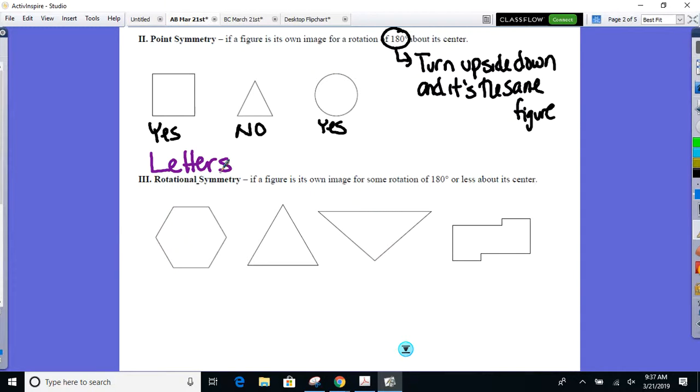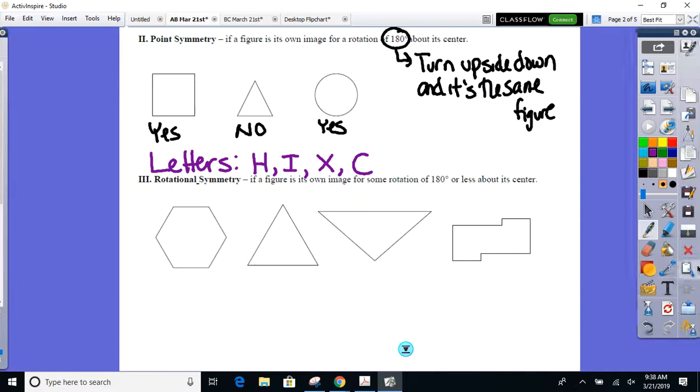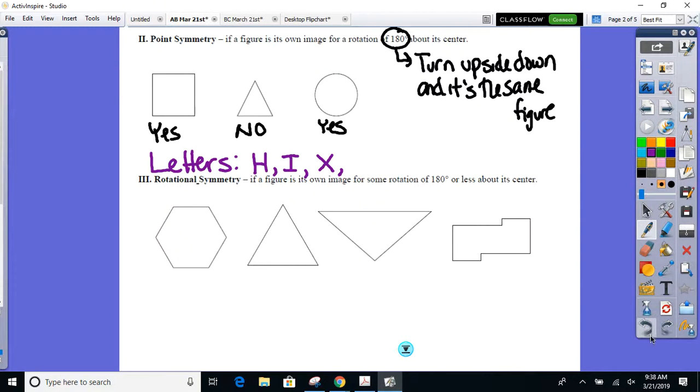O's taken. Get out of here. Letters that have point symmetry. Would C be? Turn it upside down? What do we think? No? Because it would be going the other way, right? E? How? Wouldn't it be going the other direction, right? It's going to the right now, but if I turn it upside down, it's going to the left.